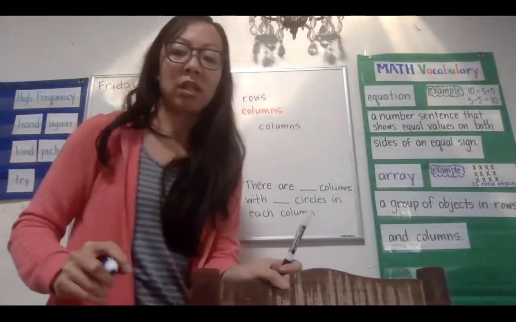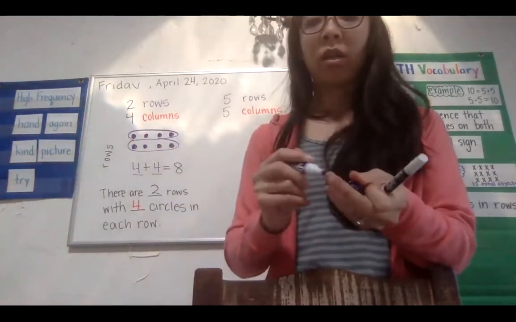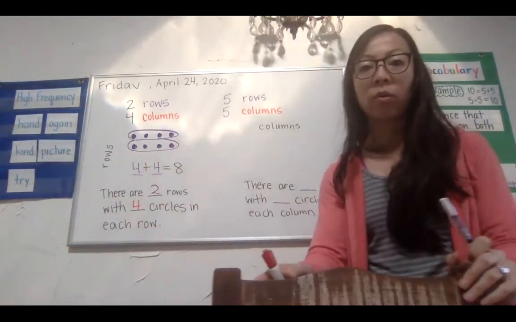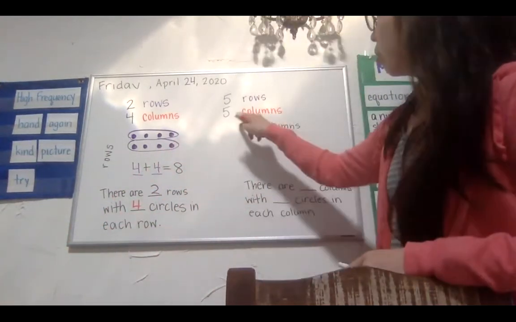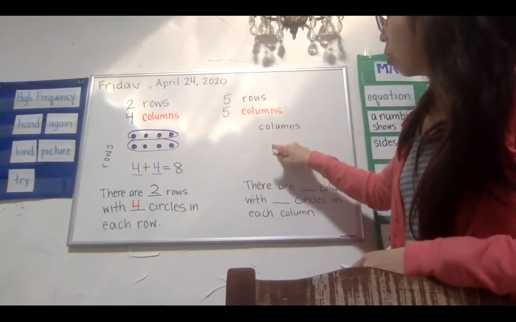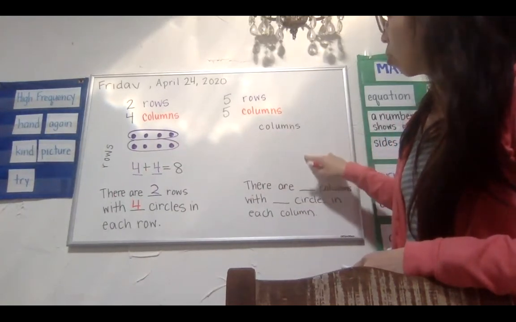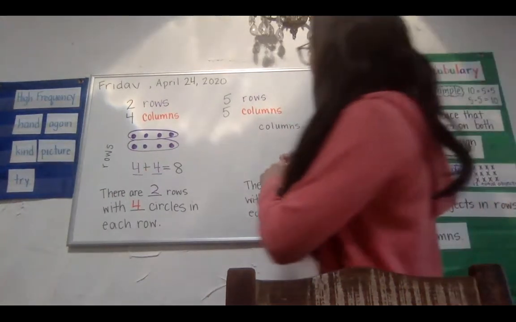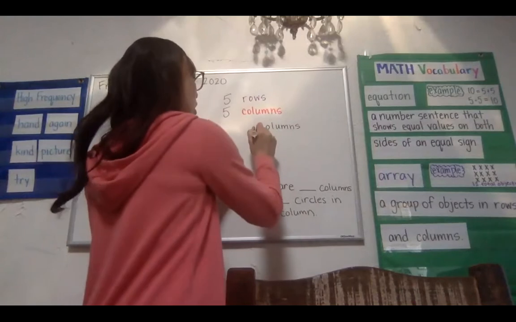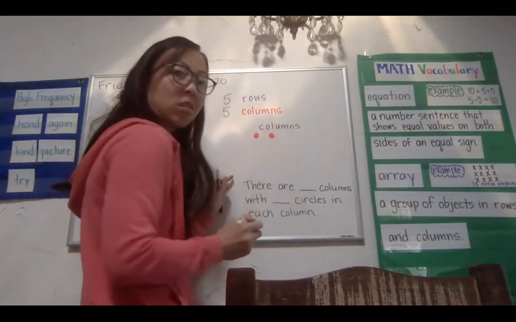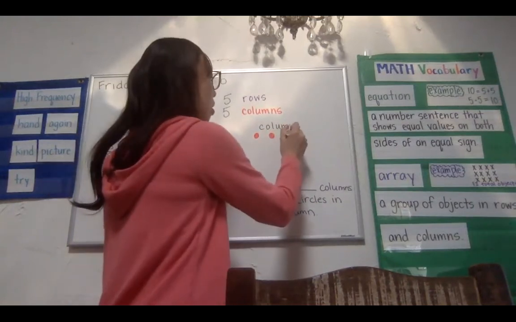Now let's try this next one. Instead of working with our rows for our second example, we're going to look at how it would look if we look at our columns. So in this one, it says we have 5 columns. Remember, columns go down. So when we think about our columns, we have to make them going down. So I want 5 of them. So I'm going to create the starts of my 5 columns.